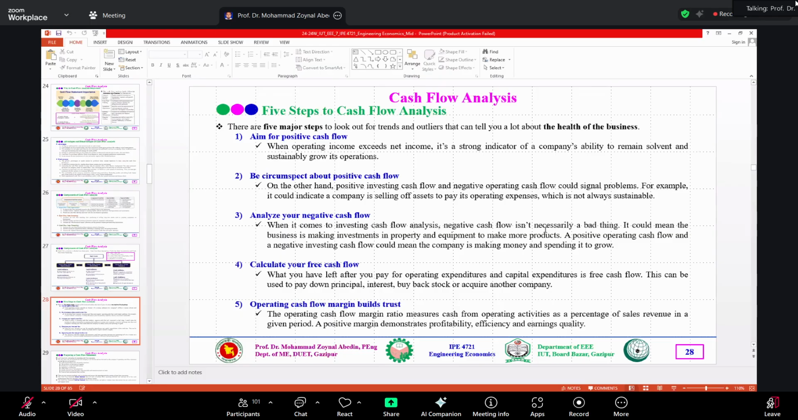Operating cash flow margin builds trust. The operating cash flow margin ratio measures cash from operating activities as a percentage of sales revenue in a given period. A positive margin indicates profitability, efficiency, and earnings quality. So this is the indicator of whether your company will run in a good way or not.